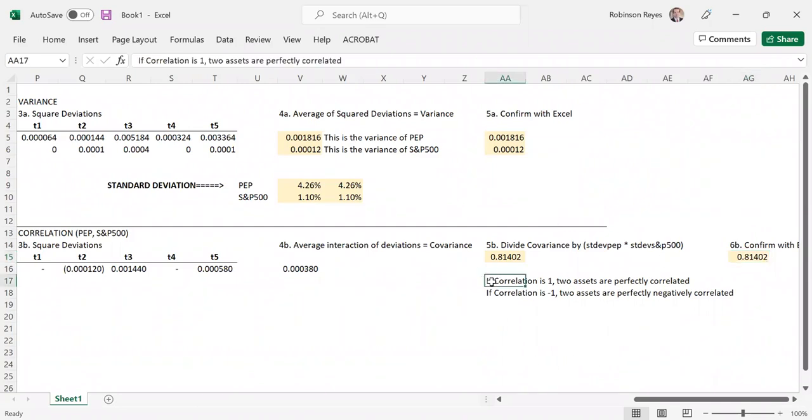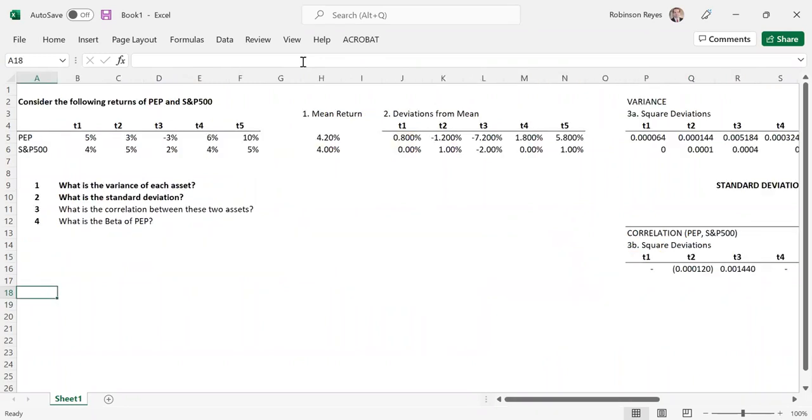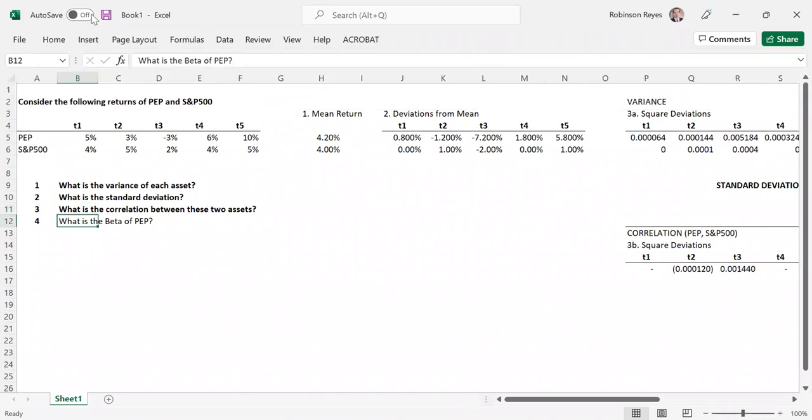Now let me just add this: perfectly positively correlated. And so now we know how to get the correlation. Now we have one last thing, which is the beta. Now the beta, and this is the good thing, I'll just put it in bold.